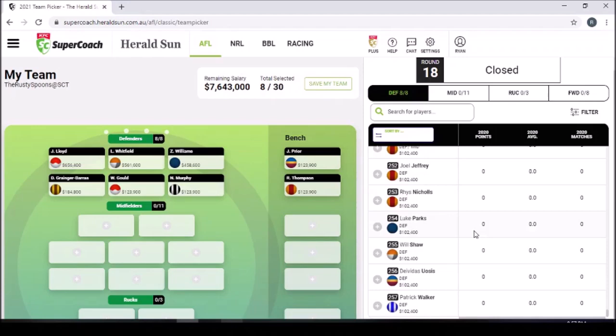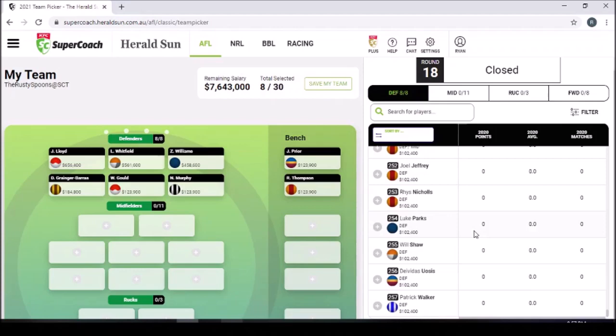102-400. So what are the blokes I've selected there is a bit of a short list. So I've got the Seagull, Whitfield, Zach Williams, Granger Barras, Gould as a placeholder, Murphy, Pryor, and Rory Thompson there from the Suns. So, yeah, interesting picks there. I didn't see a heap of value, to be quite honest.